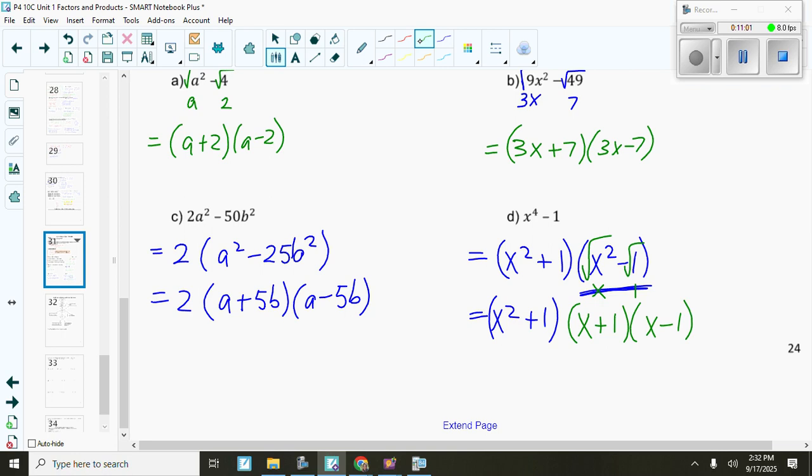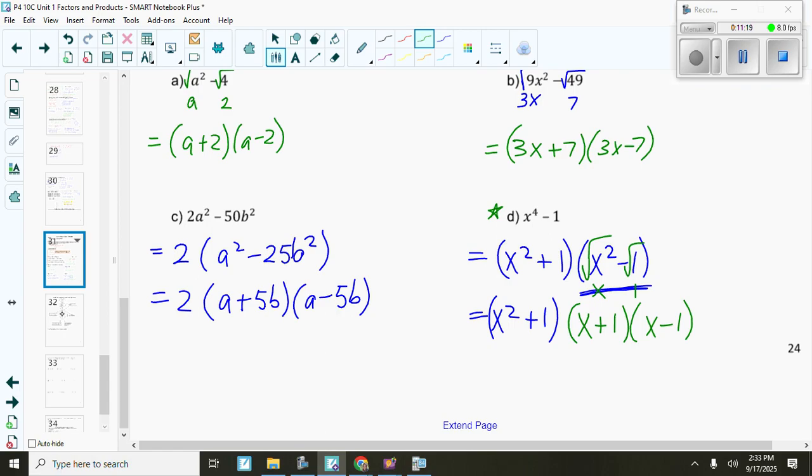Okay, so maybe star that one, because it's a favorite. I will always try to put something like that on so that I'm looking to see if you notice that you can continue factoring. I want to see if you've noticed that.